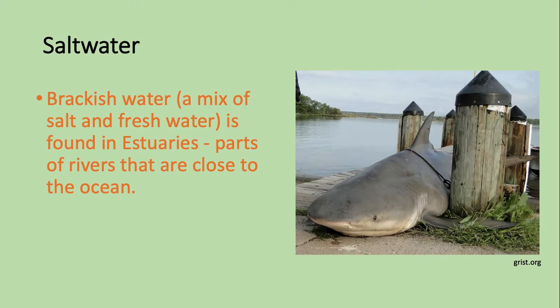Brackish water is a mix of fresh and salt water, and you find that in estuaries. Estuaries are where the river meets the ocean. This picture is of a bull shark, and they're known to enjoy brackish water.